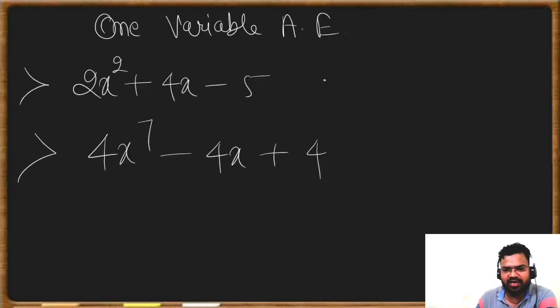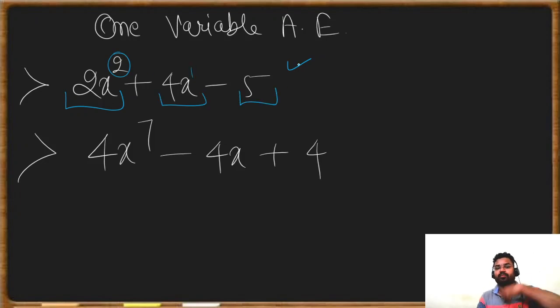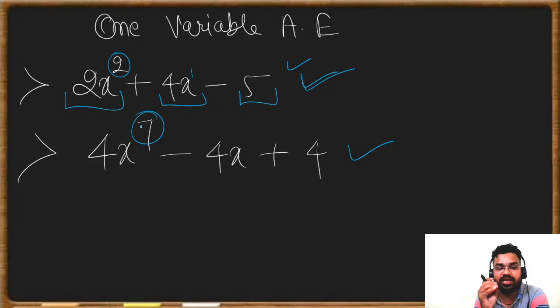That means you can say, sir, in the first example of a one variable algebraic expression, in the first term the power of the variable is 2, in the second term the power of the variable is 1, and in the third term the power of the variable is nothing, that means 0. In all the terms of the first example the power of the variable is a whole number, therefore this is an example of a polynomial. Yes or no? In the same manner the second one is also a polynomial because in each term the power of the variable is a whole number.